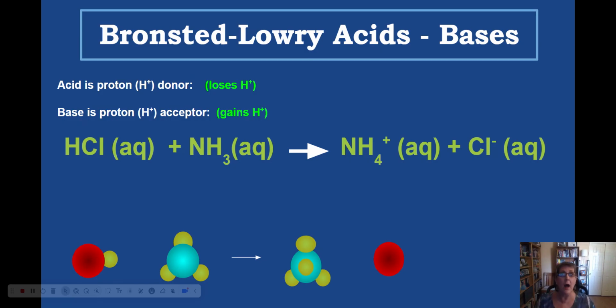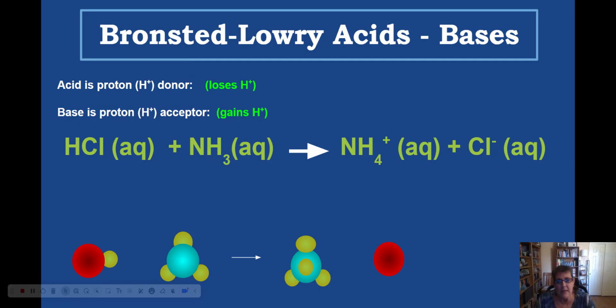Let's look at a reaction of Bronsted-Lowry acids and bases. HCl plus NH3 will make NH4 plus, so that changed, and Cl minus. And look at the little picture right over here. We have a picture of HCl where H is yellow and the Cl is red. Then we have NH3, N is blue with the 3 yellow H's. And then we're going to make NH4, so we got the blue N and the 4 yellow H's. And then Cl minus is by itself, the red circle.